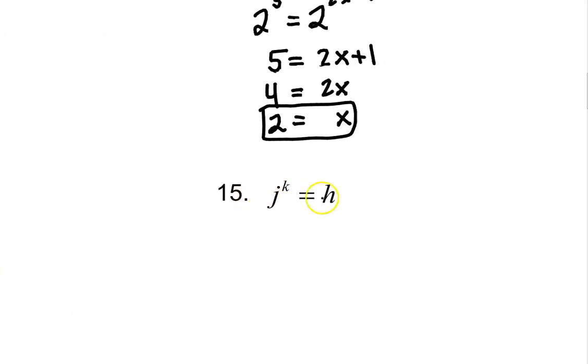Okay. Lastly, same idea, just with variables. So the answer is the exponent, k. The base of k is j, so that's the base of the log. That leaves h to go right here.